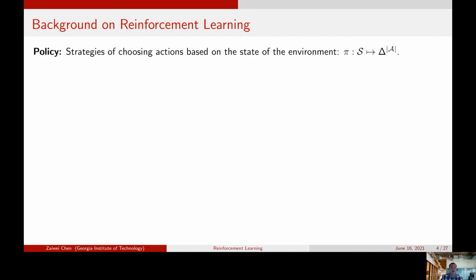In order for a Markov decision process to progress, we must specify a rule of choosing actions based on the state of the environment. This is called a policy, and it's mathematically defined to be a mapping from the state space to probability distributions supported on the action space.